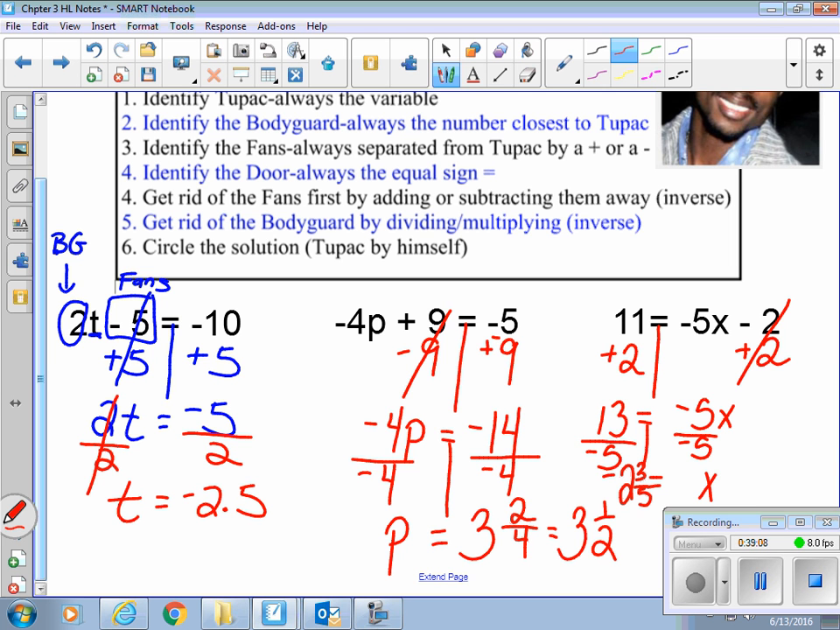Alright, so just another way of helping you to remember two-step equations. You get rid of your fans first, which is your addition or subtraction part, and then your bodyguard, your multiplication or division piece. And that variable is always your famous person, whoever you want it to be. If you don't like Tupac, pick another famous person that will represent that variable.